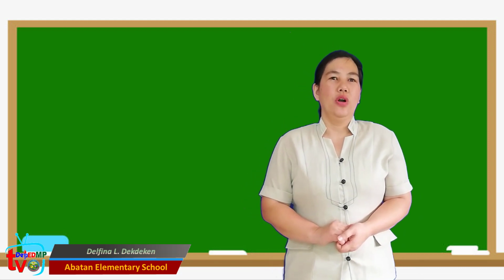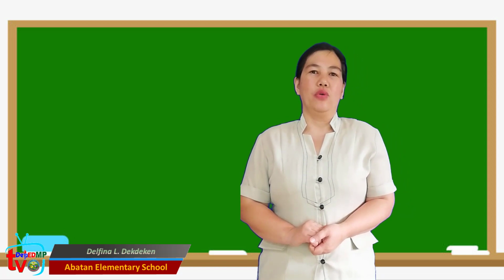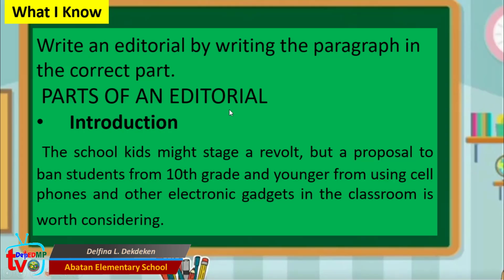For this activity, you are going to write an editorial by writing a paragraph in the correct part. We have here the parts of an editorial. Introduction. We have here the example. The school kids might stage a revolt, but a proposal to ban students from 10th grade and younger from using cell phones and other electronic gadgets in the classroom is worth considering.